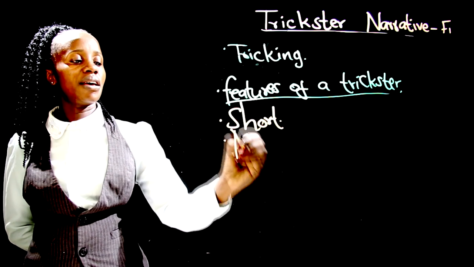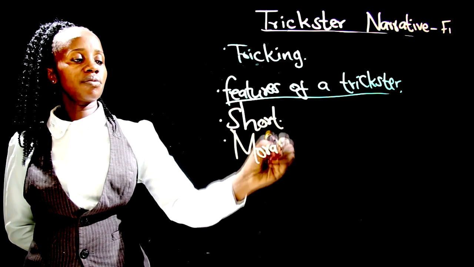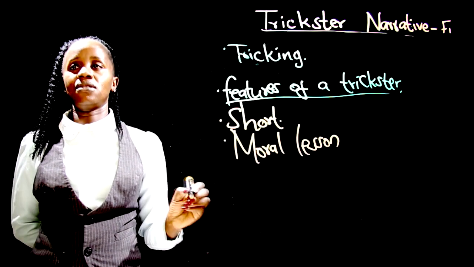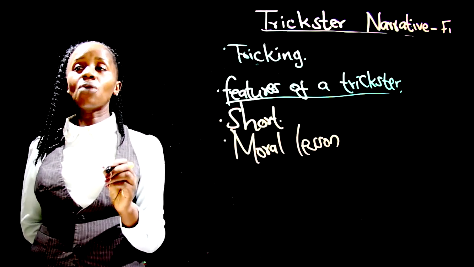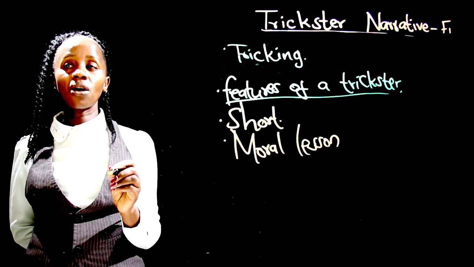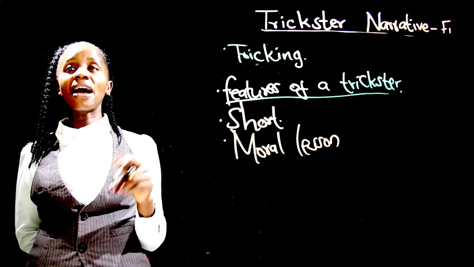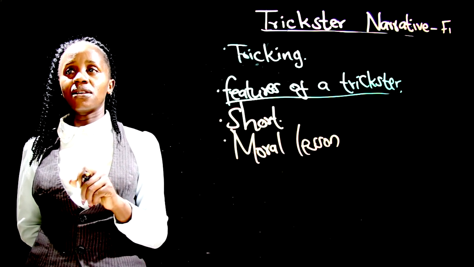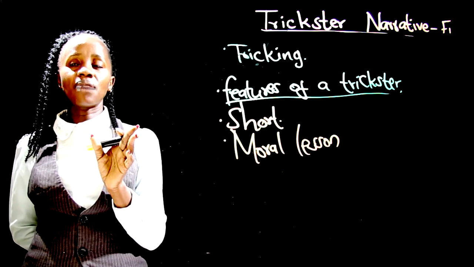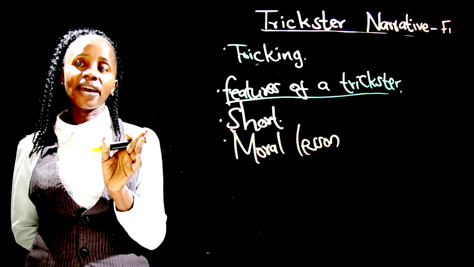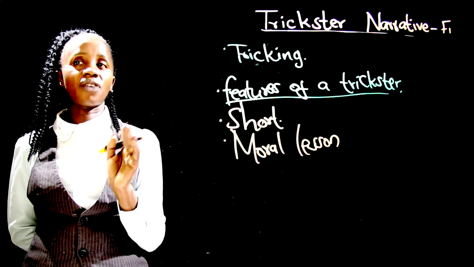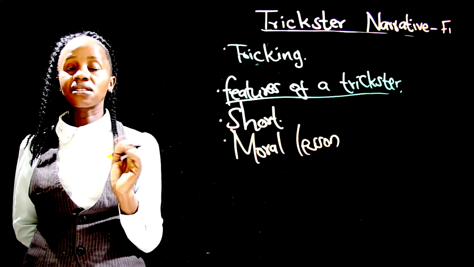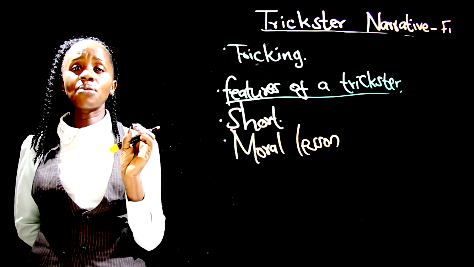The other one, it has a moral lesson. Especially when the small animal is tricking the big animal, there's always a lesson to be learned there. For example, you can remember where the hare tricked the elephant and the elephant ended up dying and things like that. So there's always a moral lesson.